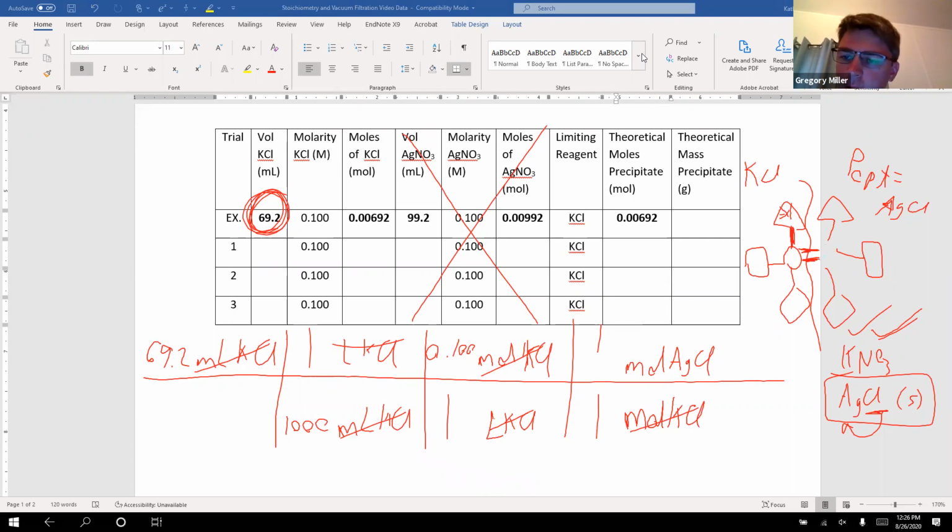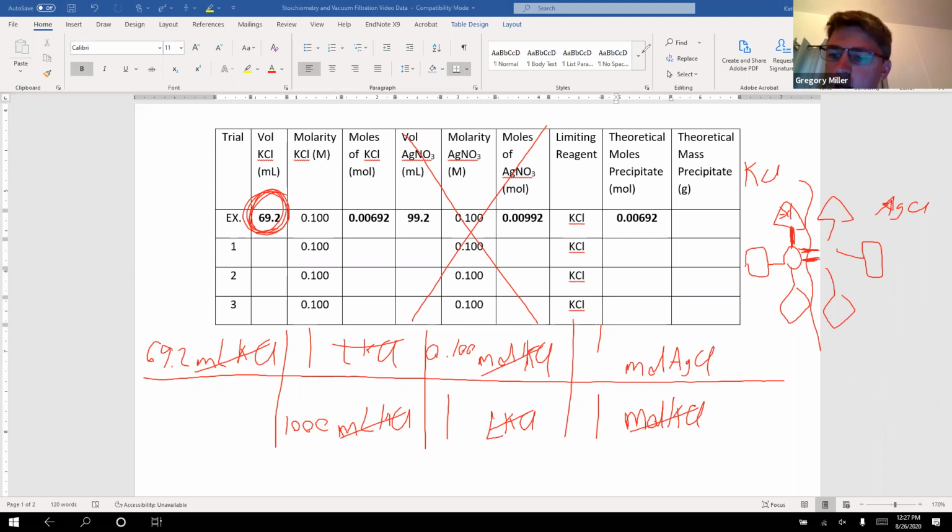Now, our last calculation for this table is the theoretical mass of the precipitate. So now we need to get all the way over to this box. So we'll do the same 2 steps, and then we'll use the molecular weight of AgCl to convert moles to grams. So that's the conversion factor I'm going to add on right here. Our moles cancels. We're left with grams of AgCl, which is what we wanted.